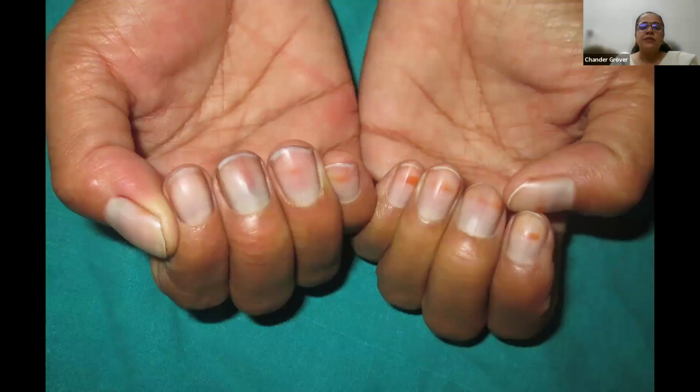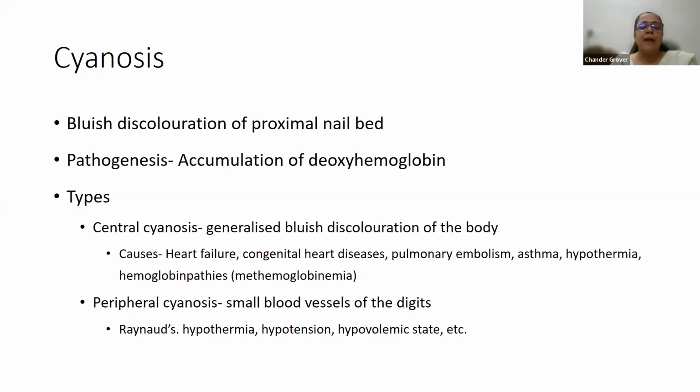Cyanosis, the blue discoloration. Here in the proximal part, you can have totally blue nails. Also, its pathogenesis is accumulation of deoxyhemoglobin, various types, central cyanosis and peripheral cyanosis. Central cyanosis where areas other than nail are also affected. Peripheral, which is visible mostly in the periphery, and where in the periphery? Only the area which offers you a window to systemic disease, which is the nail.